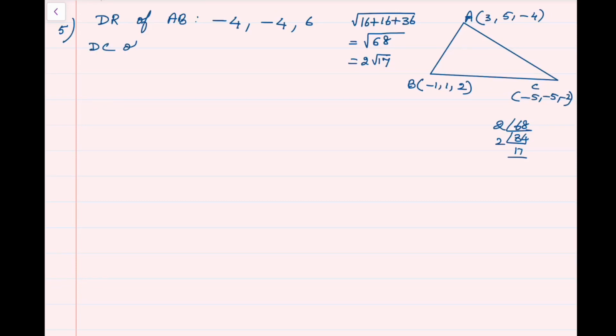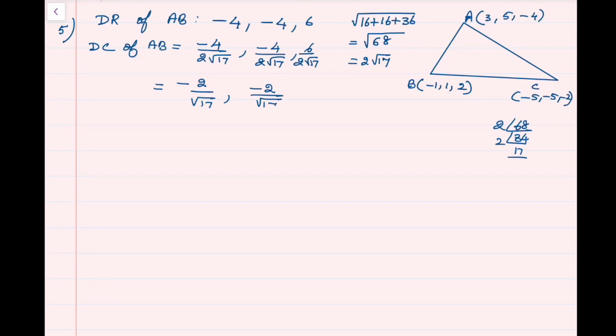Therefore, the DCs of AB are minus 4 divided by 2 root 17, minus 4 divided by 2 root 17, and 6 divided by 2 root 17. We can simplify these answers. 2 can be cancelled. So minus 2 over root 17, minus 2 over root 17, and 3 over root 17. And we can write another set of answer: 2 divided by root 17, plus 2 divided by root 17, or minus 3 divided by root 17.